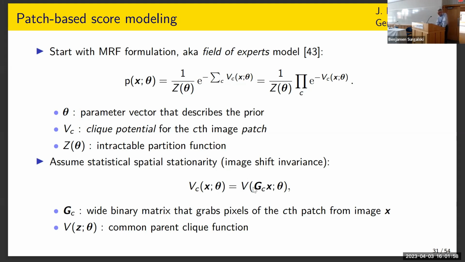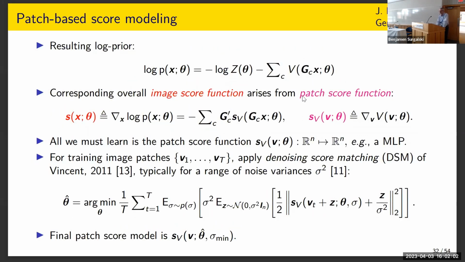And when I put that shift invariance assumption into this model and take the log, I get this expression right here. And then when I take the gradient, I get the score function. So the overall image score function turns out just to be assembled from pieces of a kind of parent score function that is a score function for individual patches. So instead of learning a score function for the whole image, I learn a score function for patches, and then I have a concrete way of assembling that to get a score function for the whole image. But really, I'm learning statistics at a patch scale.